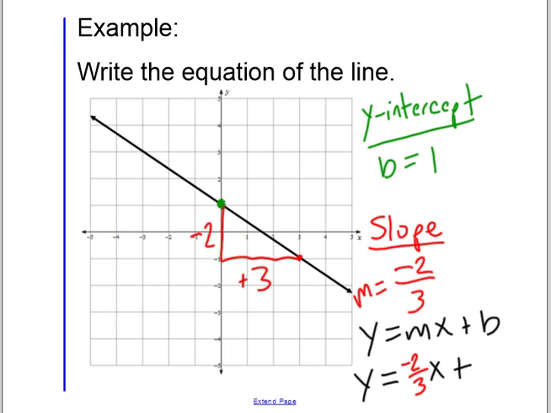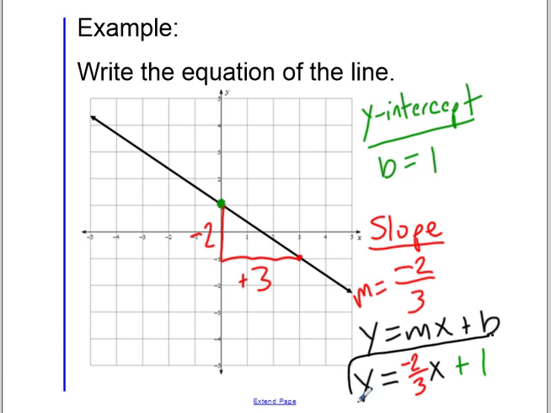plus our +1. It's very important to know that in this problem we put +1 right here because of the +1 that we got for b. We're not going to put a -1 because it's not a negative y-intercept, it's a positive y-intercept at +1.